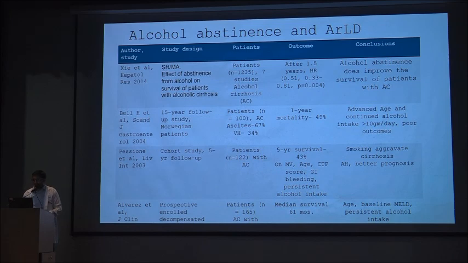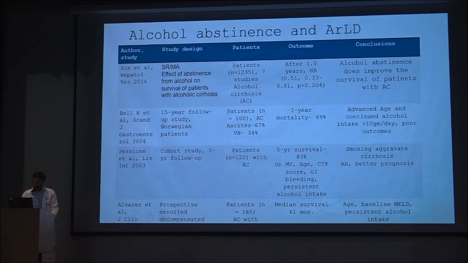So why is alcohol abstinence important when we discuss alcohol liver disease? In this systematic review and meta-analysis, what was studied was the effect of abstinence from alcohol on survival. Seven studies with 1,235 patients, all alcohol cirrhosis, and it was seen that up to 1.5 years there was near significant benefit of abstinence, but after 1.5 years of abstinence, there is improved survival at every time point.